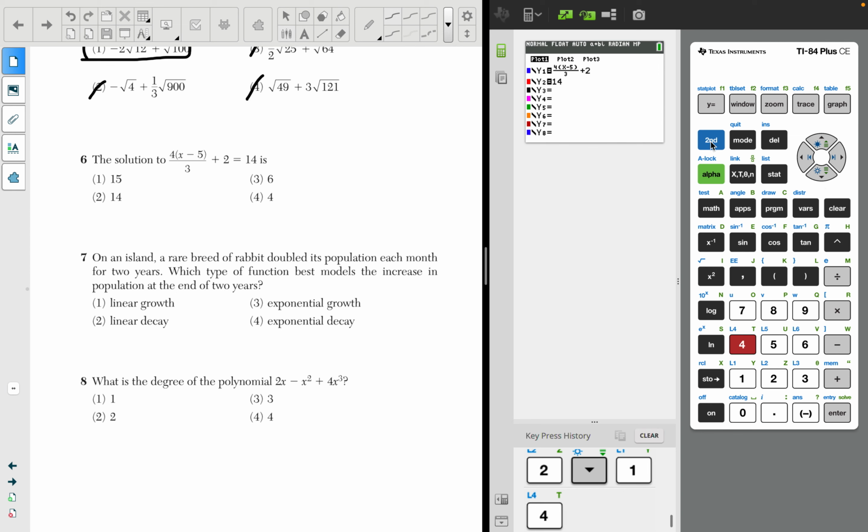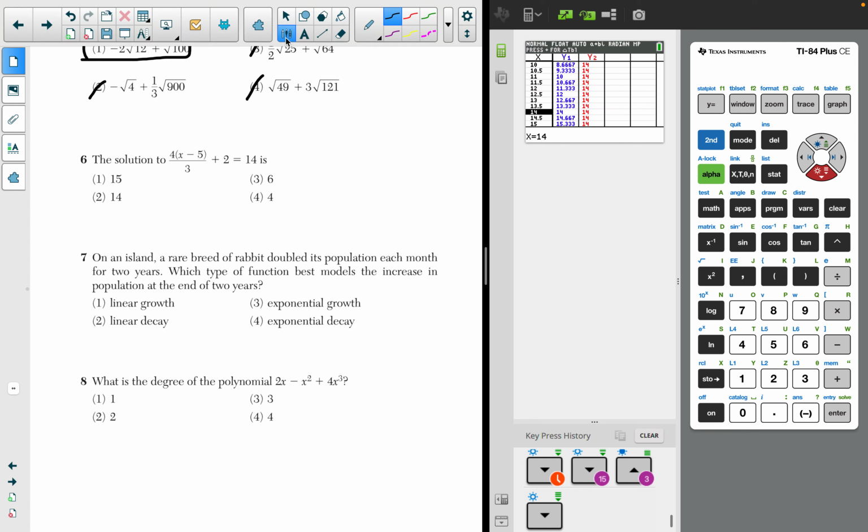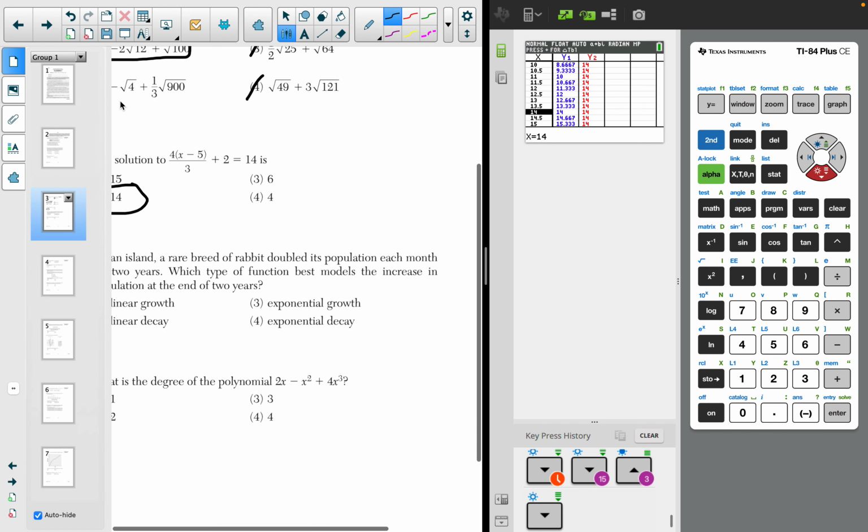And then I'm going to do second graph, and then I'm going to take a look at the solution that gives me 14. Right here, you can see that y1 is equal to y2, and the solution is 14. So that is our answer, and we can circle that. Moving on.